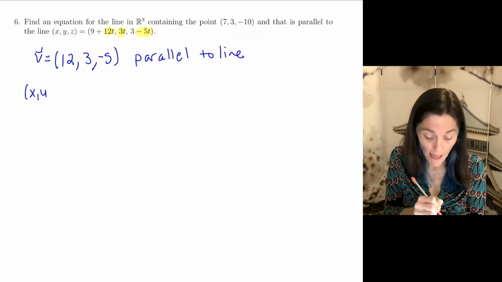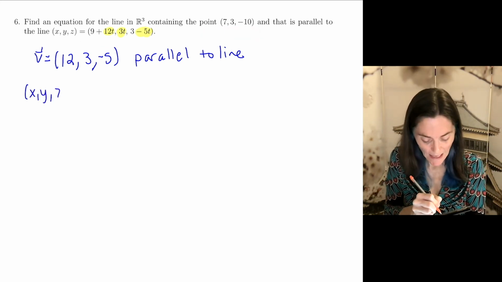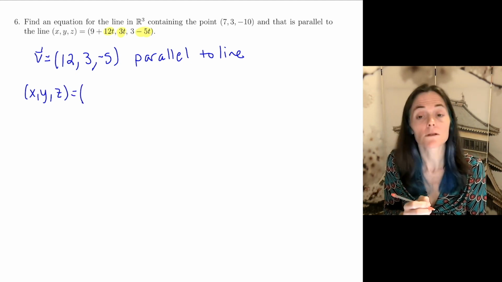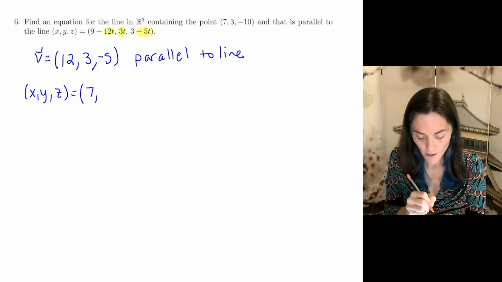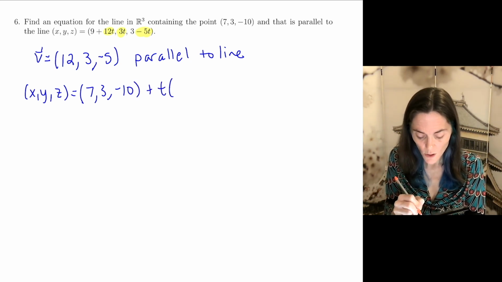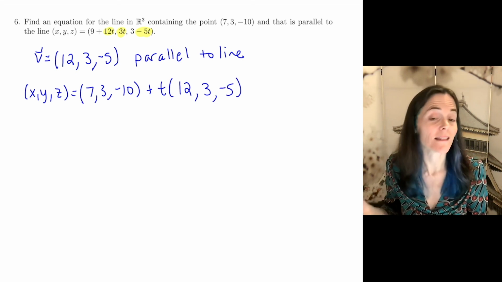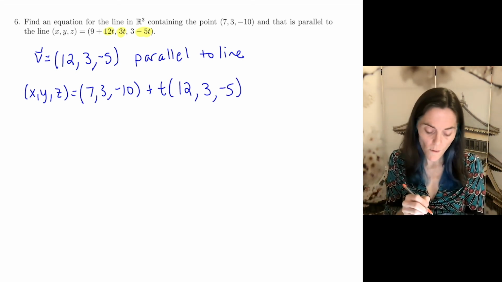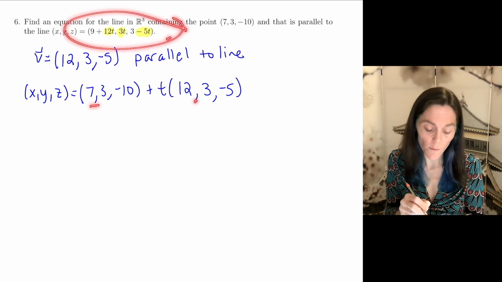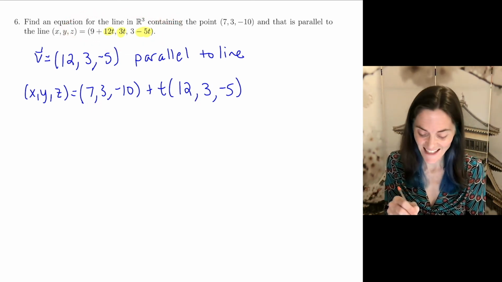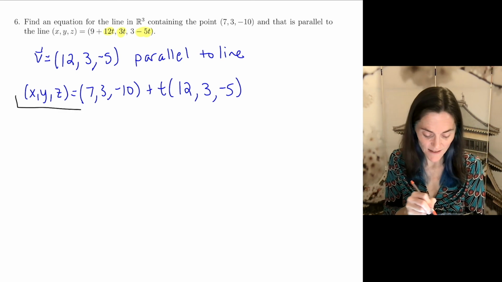An equation of the line I am interested in would be XYZ equals, we have 7, 3, negative 10 plus T times 12, 3, negative 5. You can leave it like this. You could also add these two vectors and have it more in this form. I'll just leave it like this. It's a perfectly fine answer.